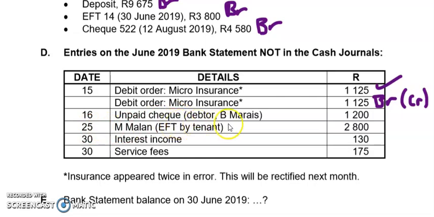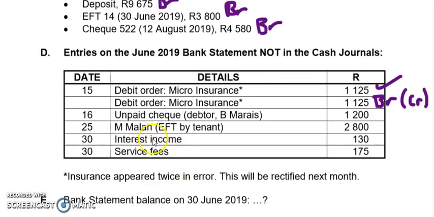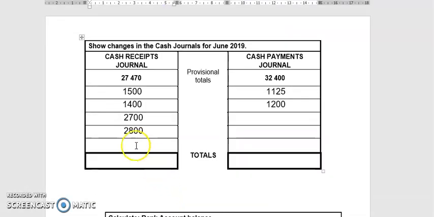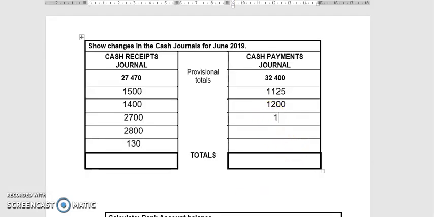There's an EFT by the tenant M. Malan. EFT means that tenant paid us. It's our tenant, so we received money. Goes in the CRJ, 2,800. And then interest income, it's an income, CRJ, 130. And then the last one, service fees, CPJ 175.